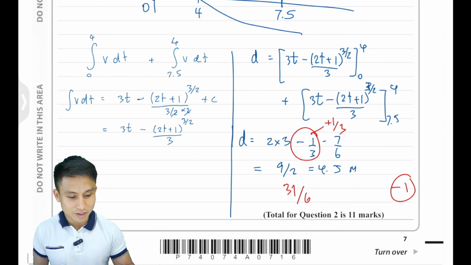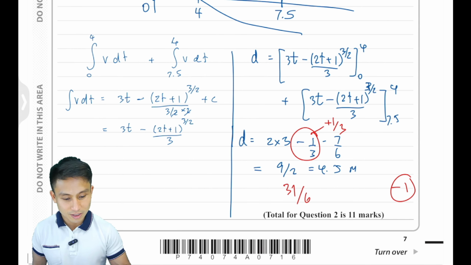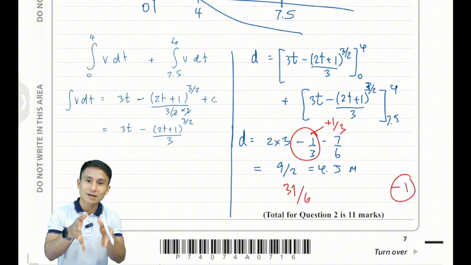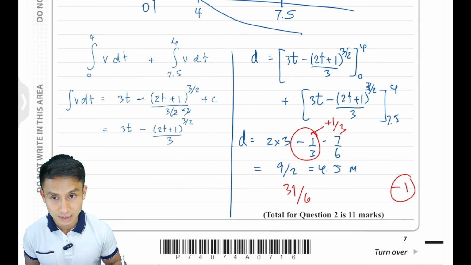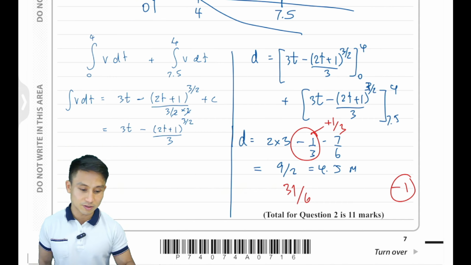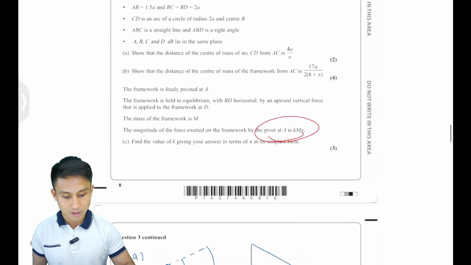Yeah, there is a sign error here. When I substitute 0 into this, I get 1/3, but because this is already a negative sign, this should be a plus, because it's going to be minus that. That's a fundamental error there. If I had a correct sign there, it would have been 31/6, which is the right answer for this one. So I lost 1 mark there.